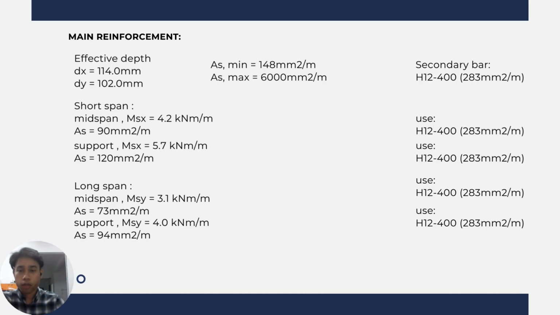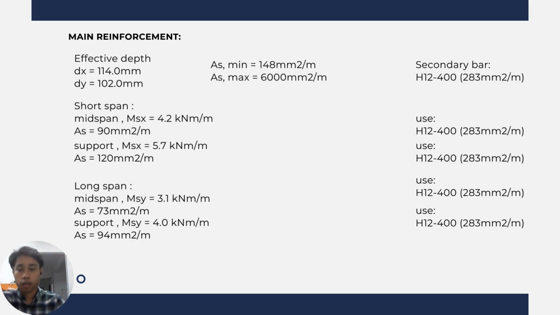Next, main reinforcement. For the DX, we get 114.0 mm, and for the DY, 102.0 mm. For the AS min, 148 mm²/m. And then for AS max, 6000 mm²/m. And for the secondary bar, we use H12-400, which is 283 mm²/m.